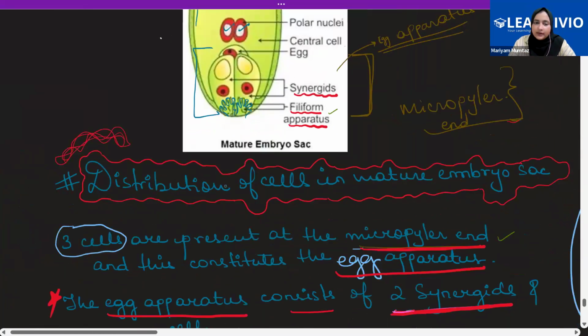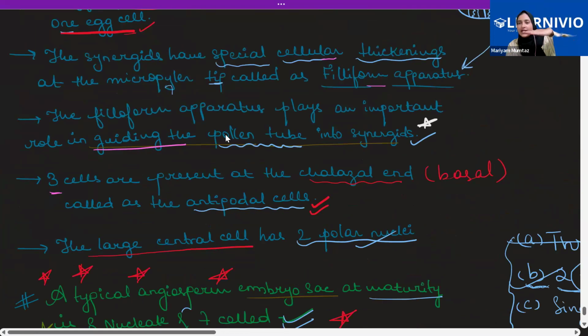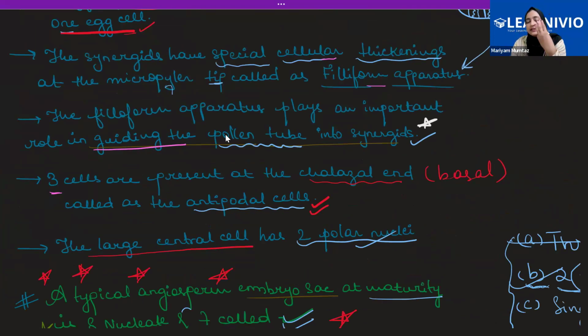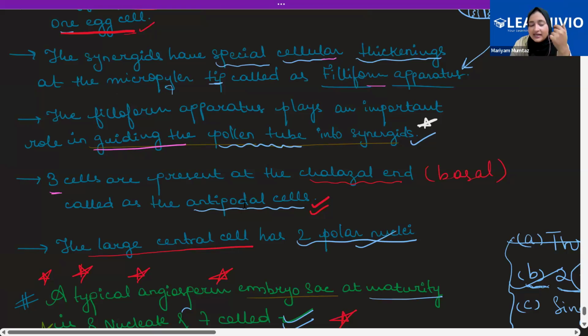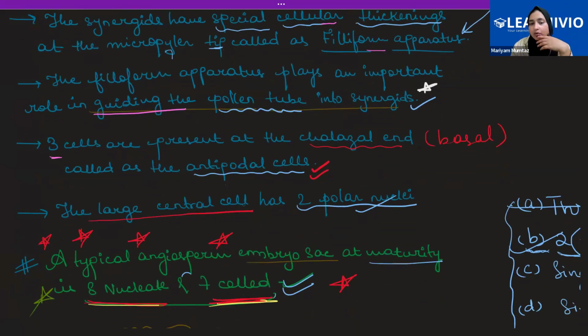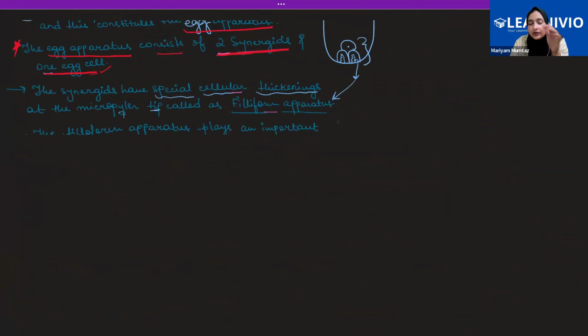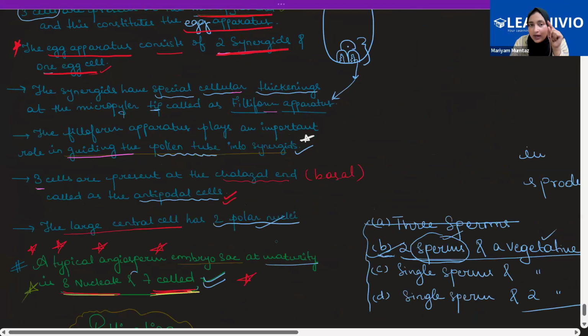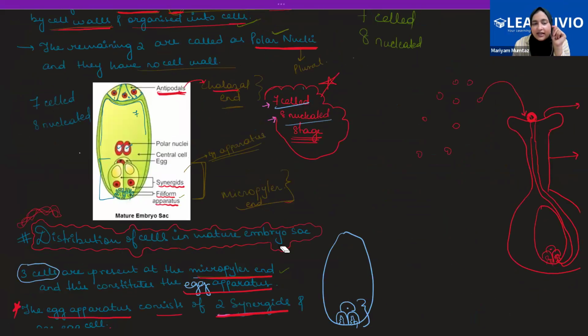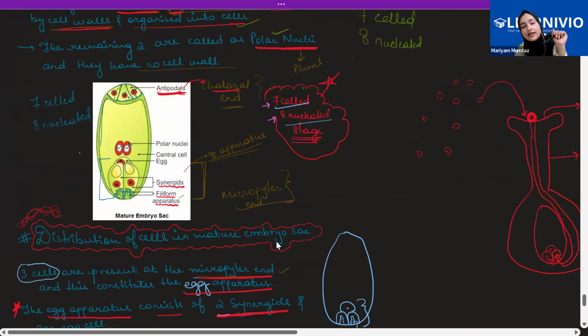Now, talking about it. Three cells get arranged at the micropylar end and they are called the egg apparatus. The rest of the three cells arrange themselves at the basal end, that is the chalazal end, and they are called the antipodal cells. Now, 3 and 3 make 6, so we are left with 2 nuclei. These 2 nuclei are present right in the middle of the cell and they constitute a part of the central cell. That one cell in the middle, the 7th one that I drew, is the central cell, which has 2 polar nuclei in it.